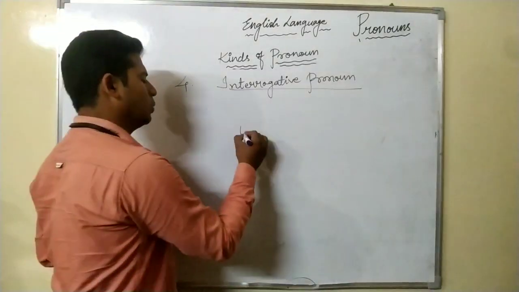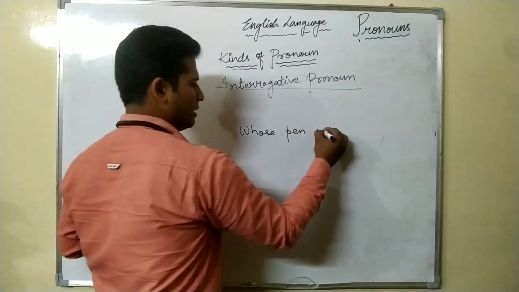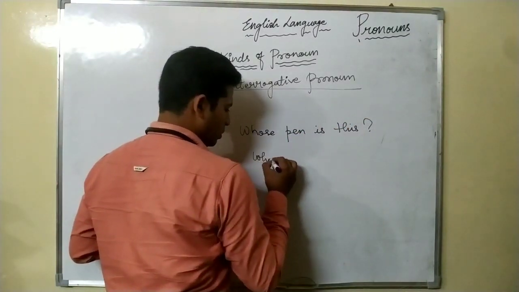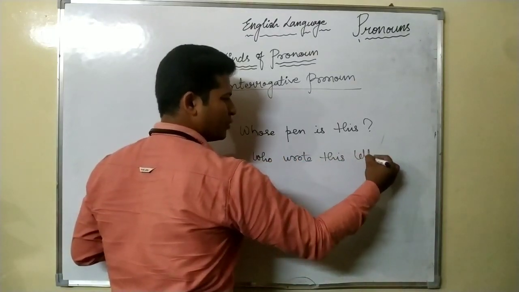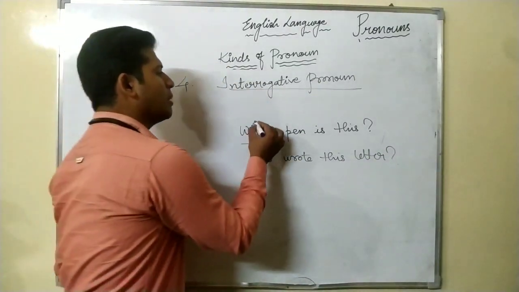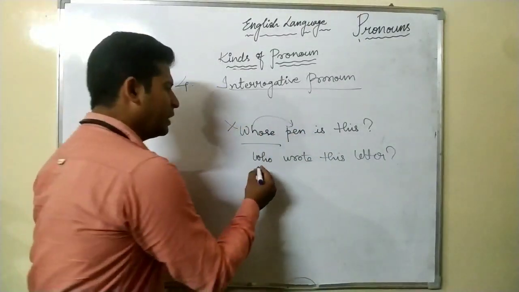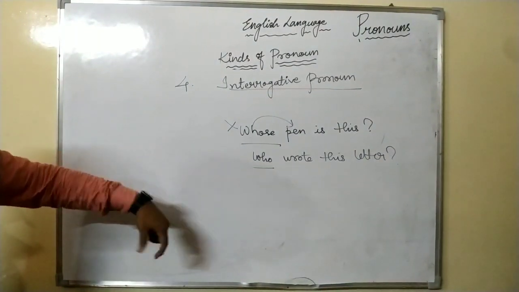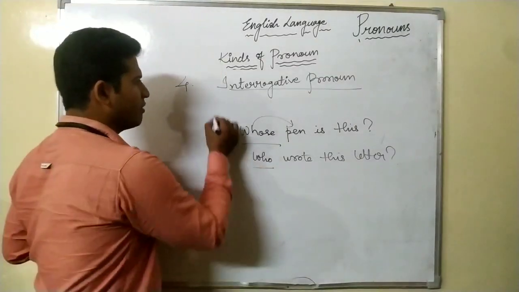Like if I say, whose pen is this? Who wrote this letter? What is the difference you see in both these sentences? In the first case we have used whose. Whose is coming along with pen. Pen is a noun. So this is not a pronoun, this is an adjective. Here, who wrote this letter? Here you will find who. Who is a pronoun. It is used in place of a noun. So who is an interrogative pronoun.